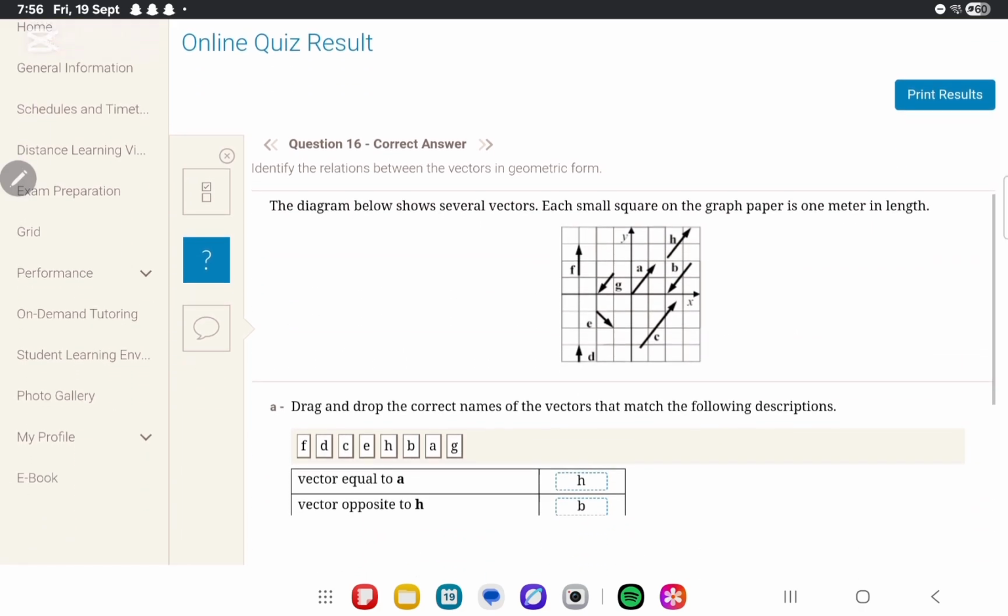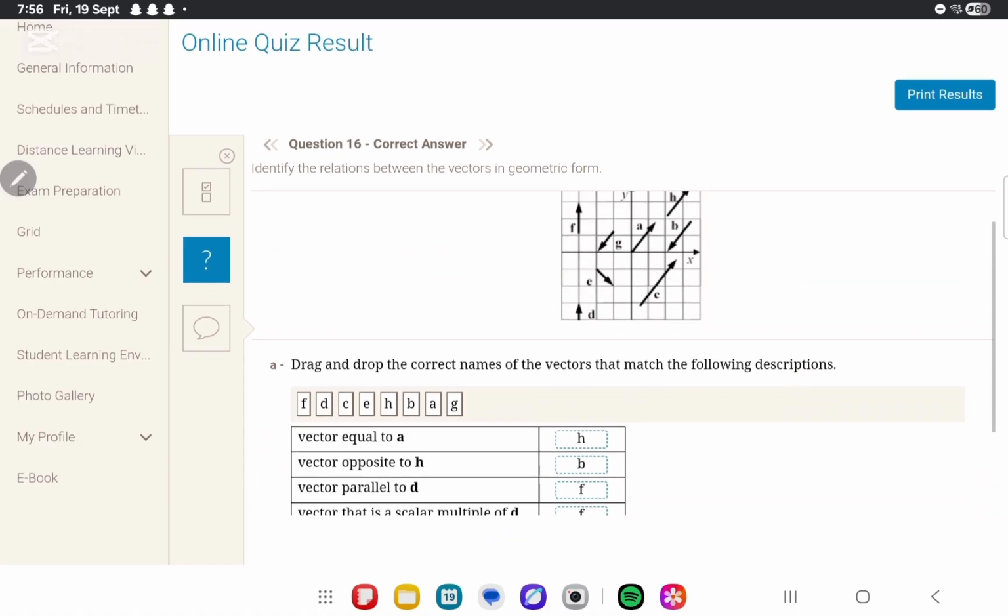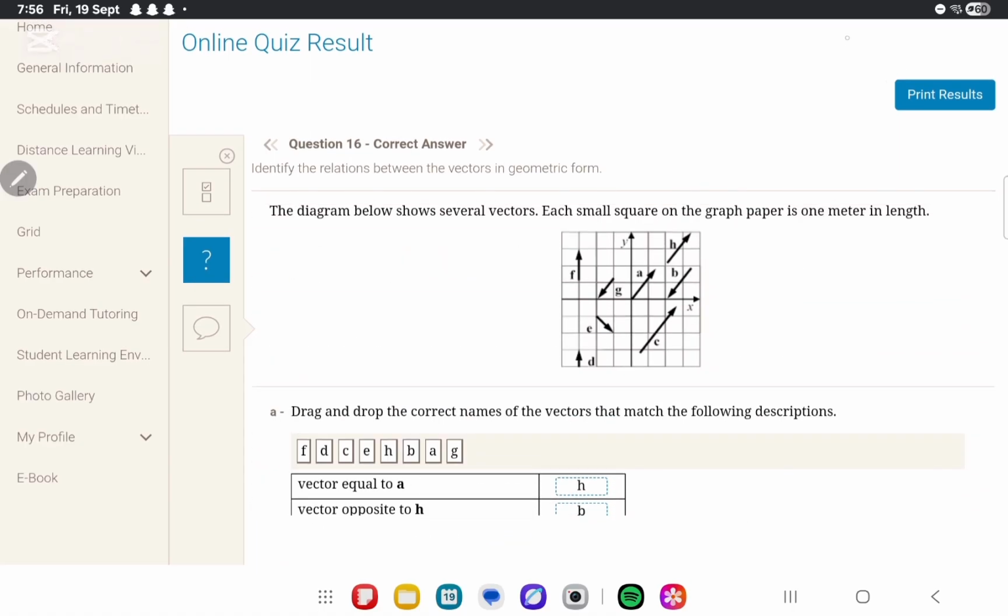Each small square on the graph paper is 1 meter in length. The sum of two. Okay, so we'll start off with part A. Vector equal to A means that it has to have the same magnitude as A and it has to be in the same direction.